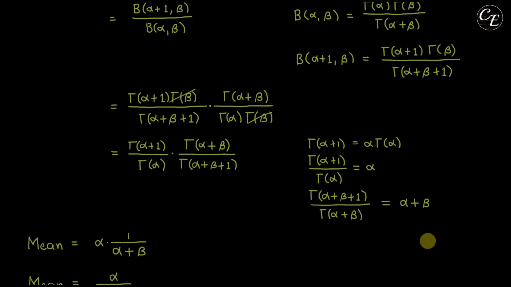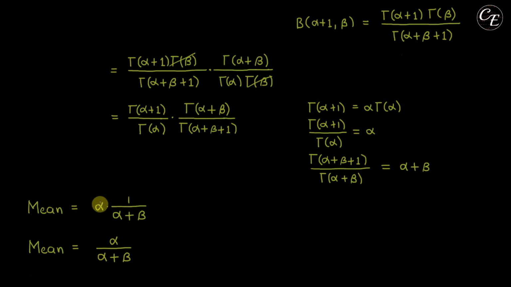So we have now our mean, which is this one, equal to this one, which is alpha in here, times this one, which is the reciprocal of this alpha plus beta, which is this one, 1 over alpha plus beta. Then we have alpha over alpha plus beta, which is this one. So we have now this one for our mean for the beta distribution.